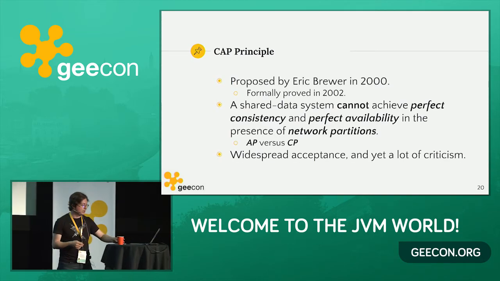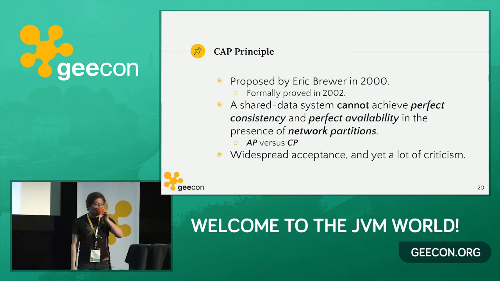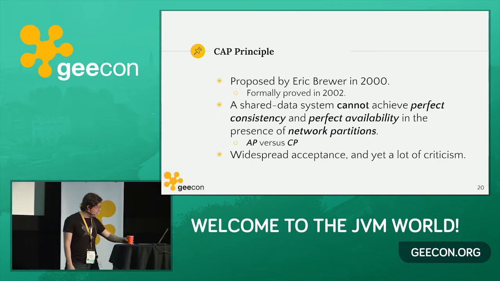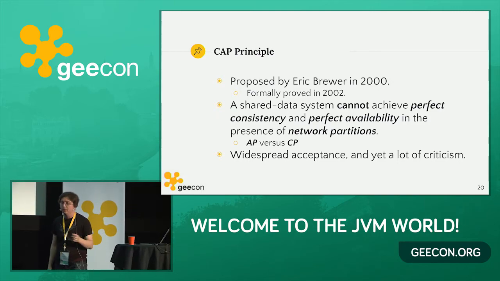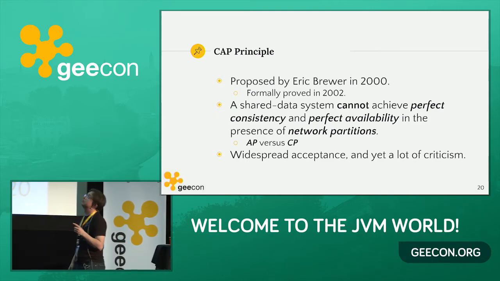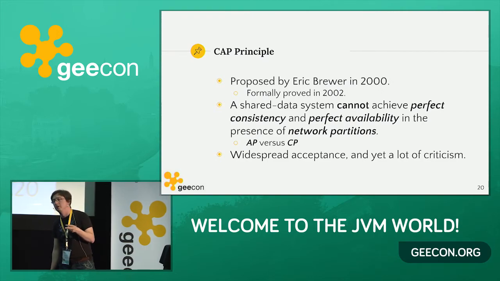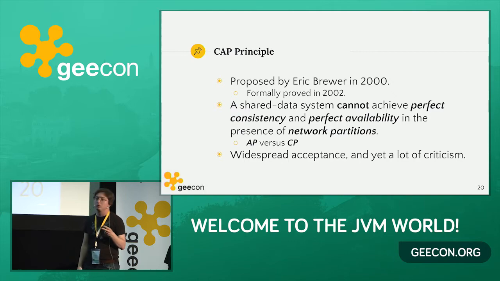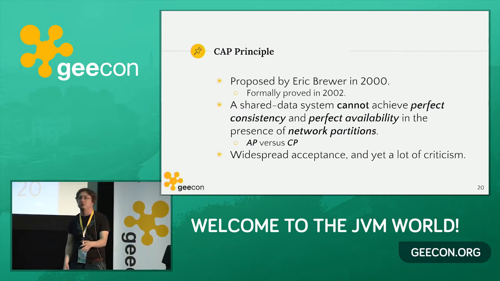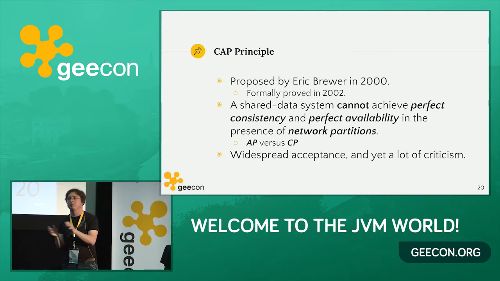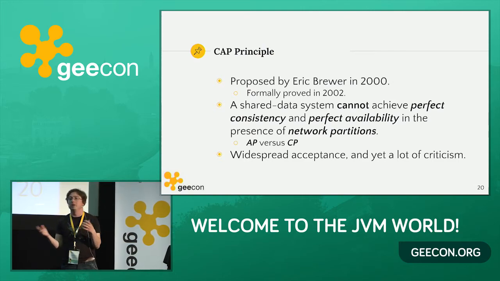So this is how we arrive at the CAP principle. The CAP principle was proposed by Eric Brewer in 2000, and 2 years later it was formally proved. It talks about some fundamental properties of distributed data systems under some failure scenarios. So it talks about consistency and availability properties.